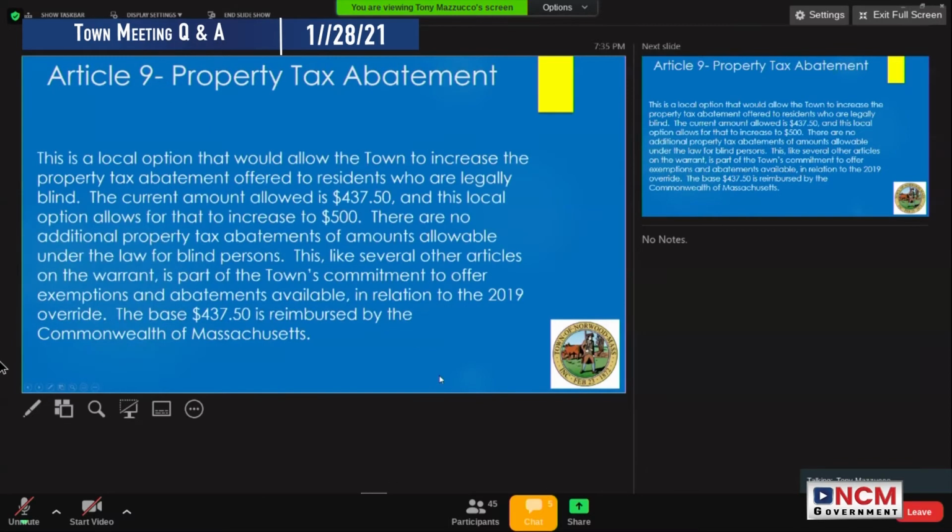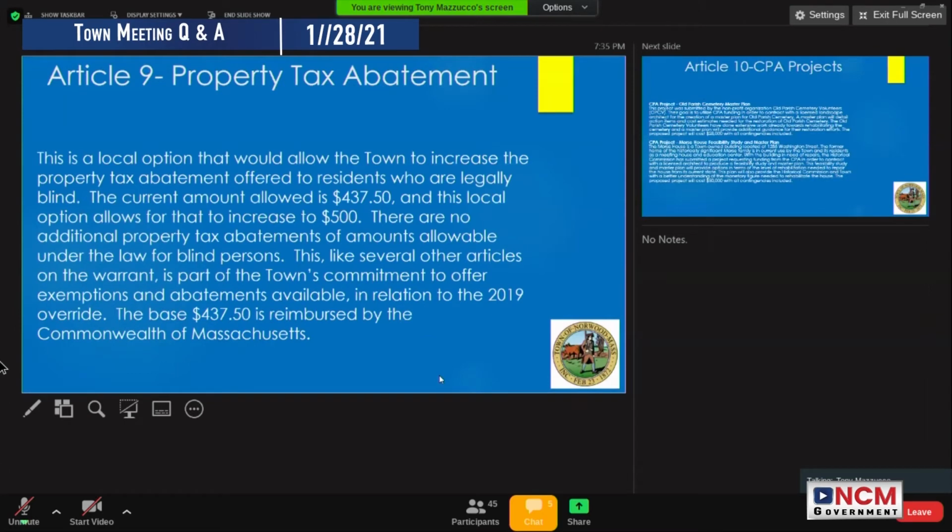All right. Article 9, an additional property tax abatement. So blind residents, folks who are legally blind, currently are allowed a $437.50 abatement. This simply allows that amount to go to the full $500 under state law that is allowed. It's a local option. We have to adopt it. We have exceptionally few of these, so the net cost of the town after the state reimbursement might be $120.